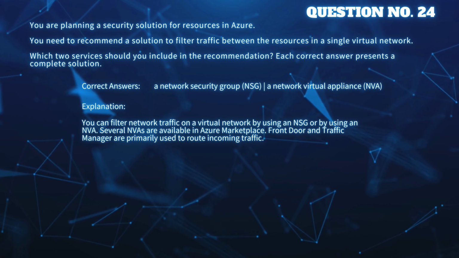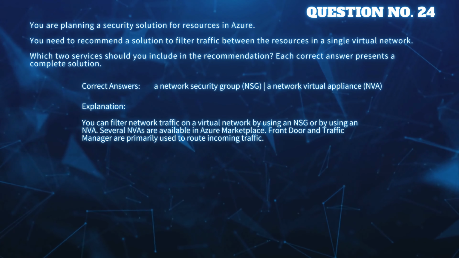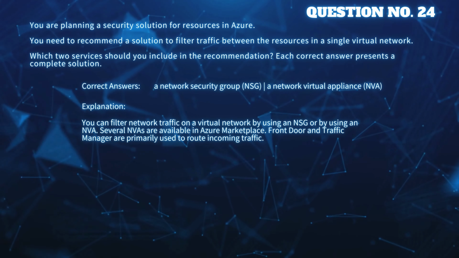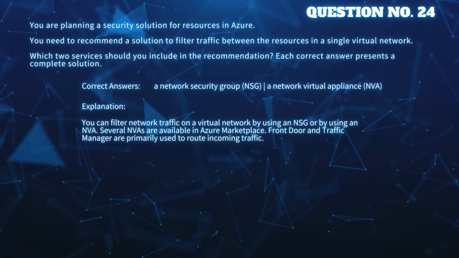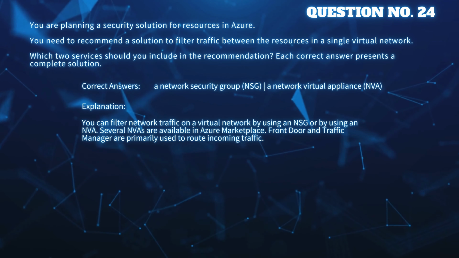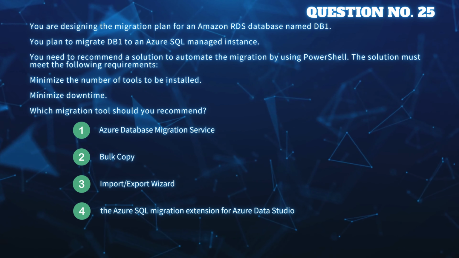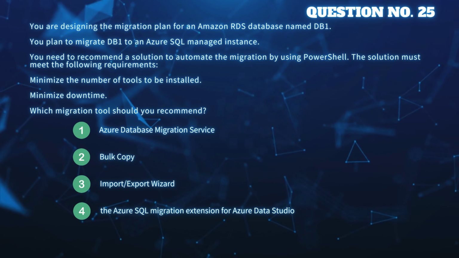Explanation: you can filter network traffic on a virtual network by using an NSG or by using an NVA. Several NVAs are available in Azure Marketplace. Front Door and Traffic Manager are primarily used to route incoming traffic. You are designing the migration plan for an Amazon RDS database named DB1.